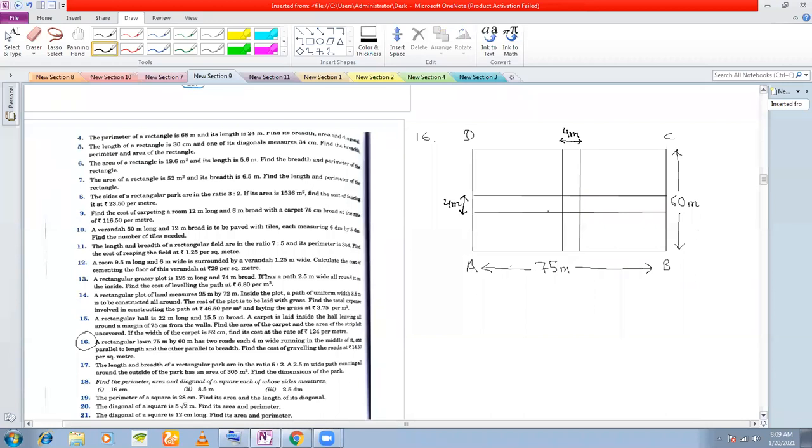The question is, find the cost of graveling the roads at rupees 14.5 per square meter. That means you have to find out the area of this. Once you get the area of this, what is the cost? 14.5 rupees for 1 meter square. So after finding out the area, you multiply the area of this shaded part by 14.5. Any questions?